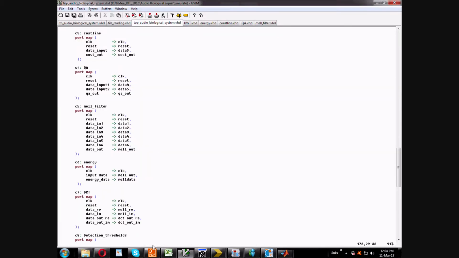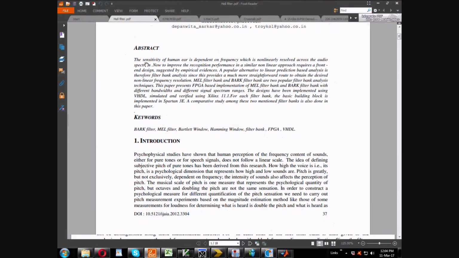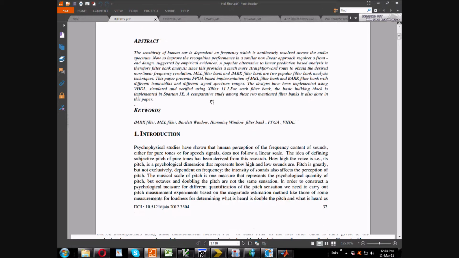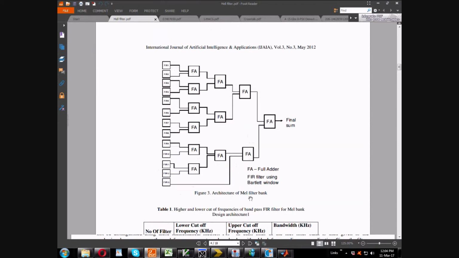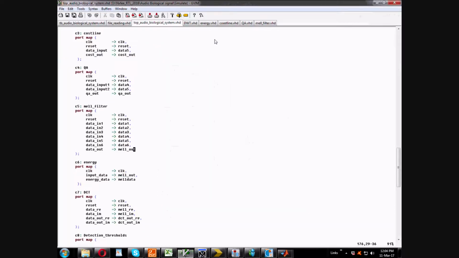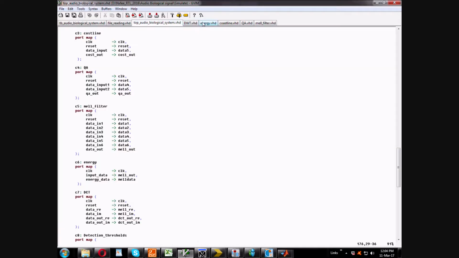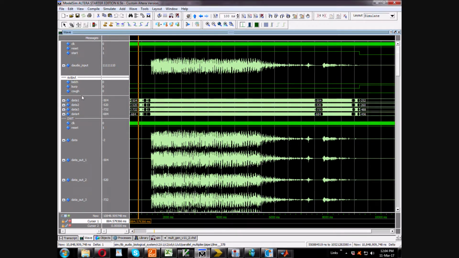For the mel filter, we are using this reference paper, the comparative study of the performance of FPGA based mel filter bank and Bark filter bank. We took this paper as reference, and the architecture of the mel filter bank is designed here. The energy, cost line, QA and so on are added, and we write similar code in VHDL.